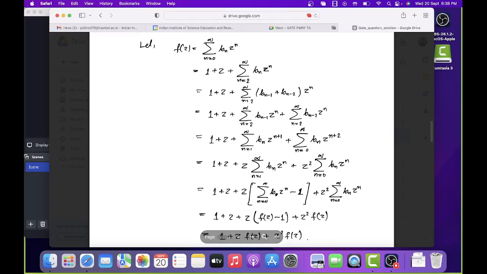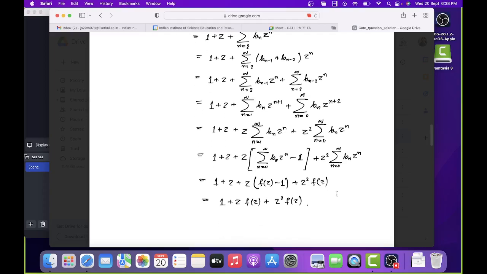So that's why I have written in the middle part 1 plus z. Inside the bracket we have written this series from n equals 0 to infinity bn z to the power n. Sorry, this will be bn. And we have subtracted the n equals 0th term. So for n equals 0, b0 is 1 and z to the power n is basically 1. So that's why I've written this summation series from 0 to infinity minus 1, and the last one as it is.